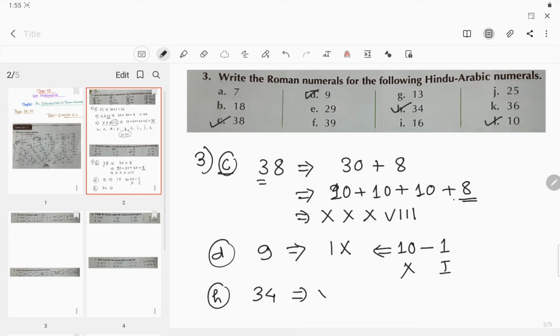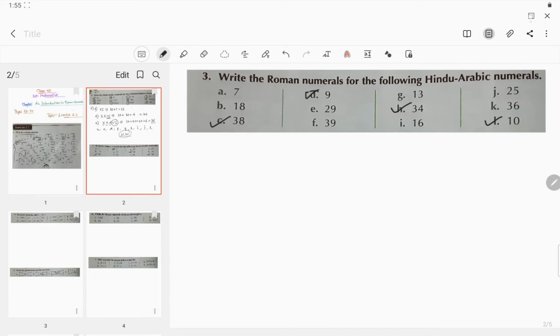Now question number H, 34. You know 34 means X, X, X. That is X is repeated 3 times. That means 30. And 4. 4 means IV. So this is our required 34. Now L, that is 10. You know 10 means X. So this is our required numeral in Hindu Arabic numerals.